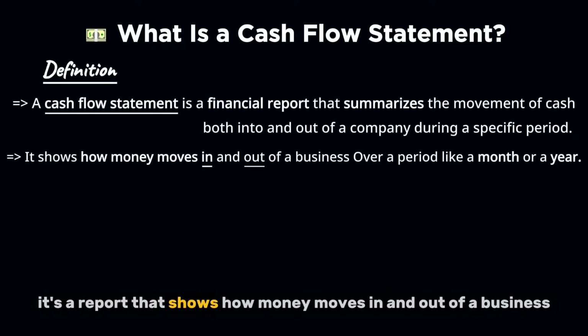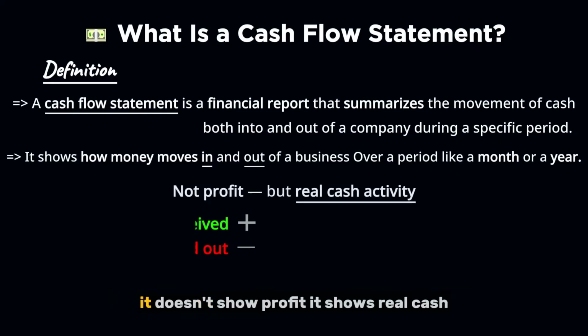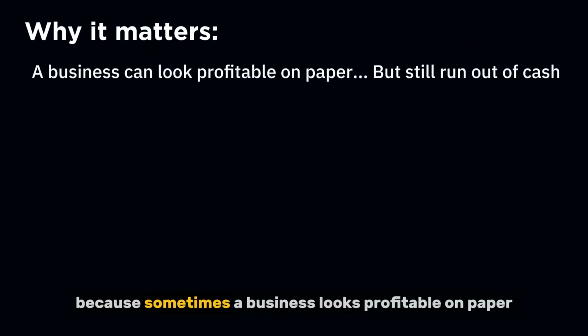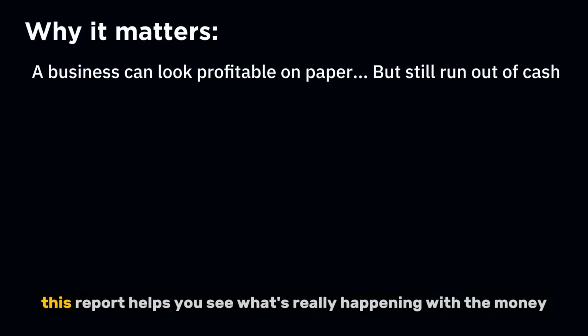It's a report that shows how money moves in and out of a business during a specific period, like a month or a year. It doesn't show profit. It shows real cash, the actual money going in and the money going out. That's important, because sometimes a business looks profitable on paper but still runs out of cash. This report helps you see what's really happening with the money.